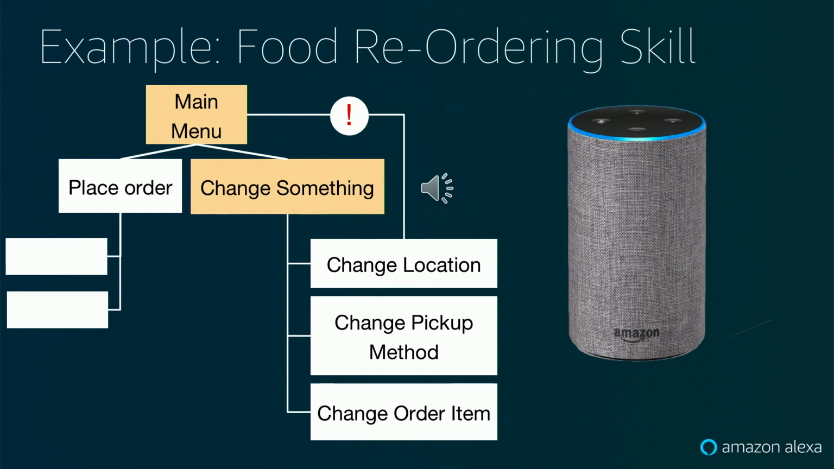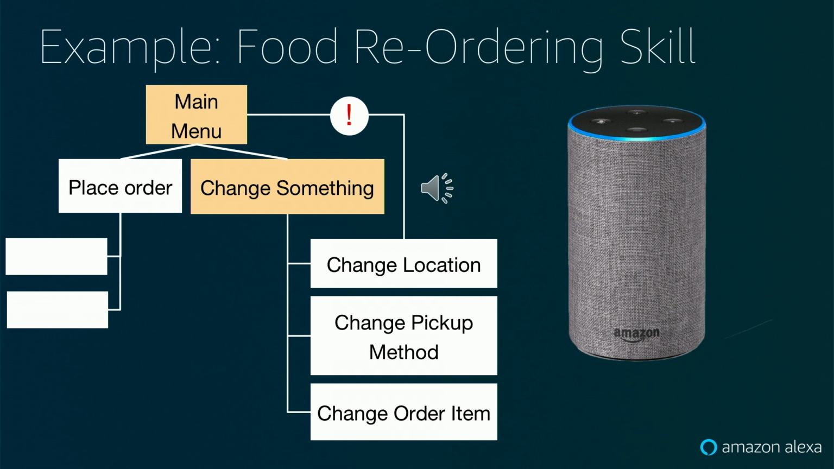So here is an example of a food reordering skill. And so I'm at the moment where I've got my order all figured out. I know what I'm going to go buy. So let's hear how this goes. It's the next step. You can place this order or change something. Which would you like? Change the location.